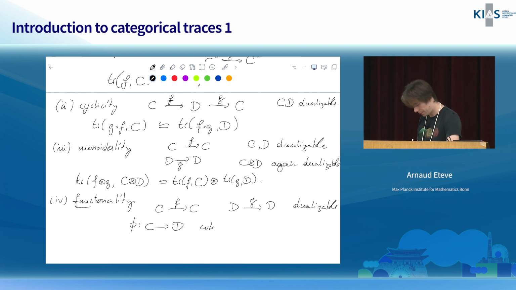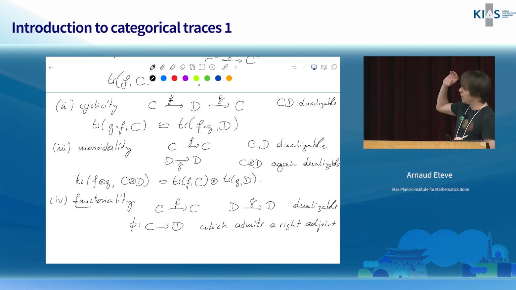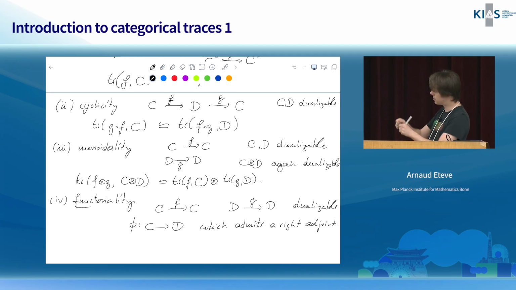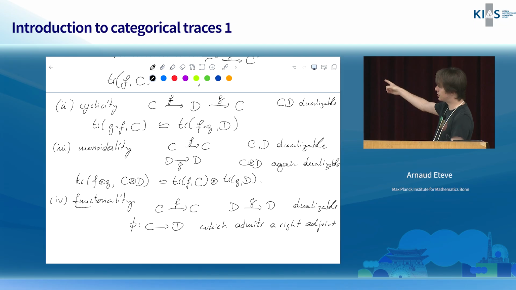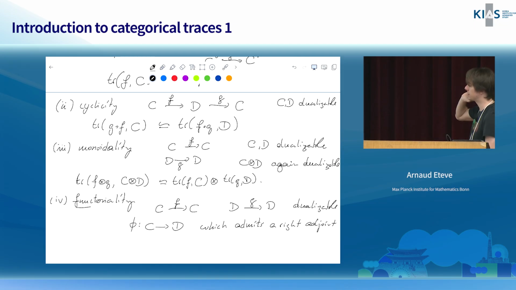So let me comment on this. Phi is a morphism in PR. So it's a functor between categories. And in PR, all functors have a right adjoint. And that's one of the main reasons to use presentable categories. Now, what I mean by admits a right adjoint, I mean admits a right adjoint within the category of presentable categories.